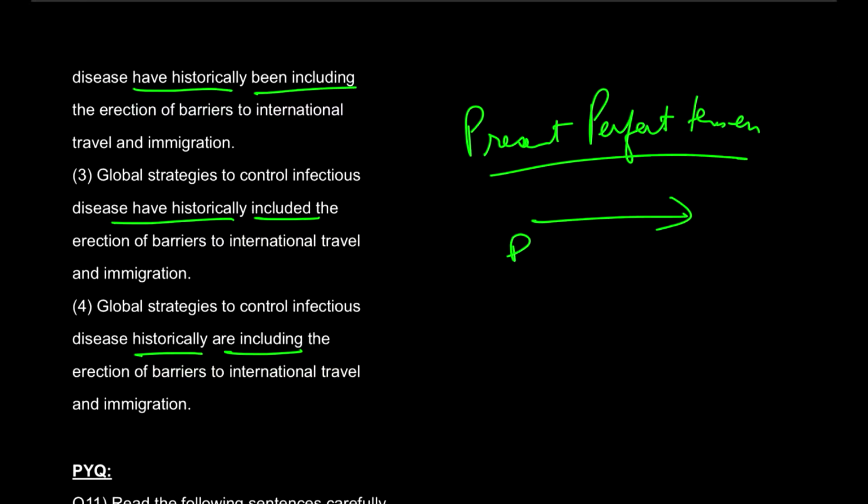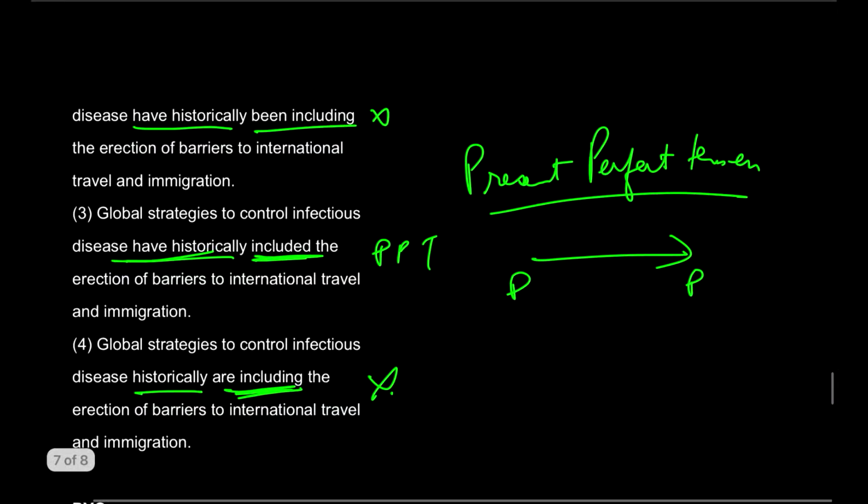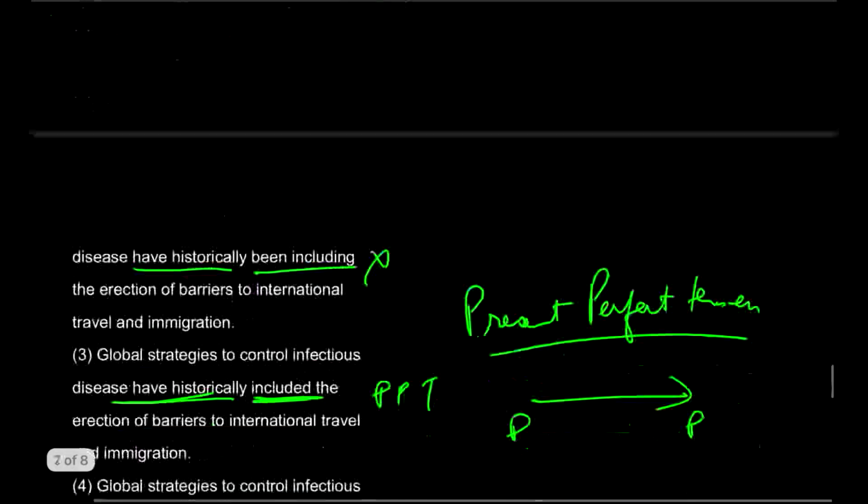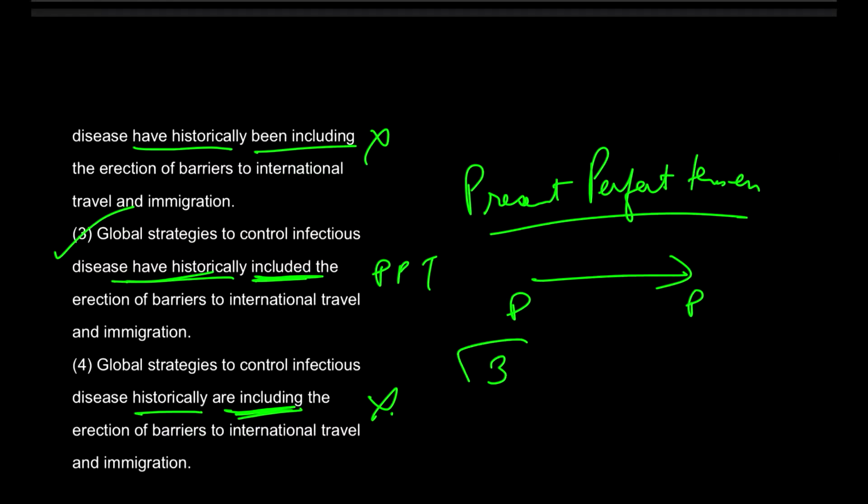Historically are included. So I told you I need present perfect tense, with the help of which I can show that we are making a transition from past to present. Are including doesn't make sense. Have historically included is PPT, that is present perfect tense. Been including doesn't make sense, and only included with no have here is not PPT. Okay, and therefore the answer would be number 3, a transition from the past to the present.